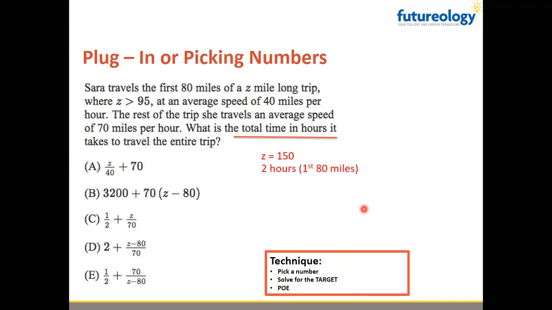So if z was 150, that means the first 80 miles of a 150-mile long trip. And by the way, I had to pick something over 95 because z was greater than 95. So that's what you had to pick. They gave you that parameter right here. So the first 80 miles took us 2 hours because she traveled an average of 40 miles per hour. Okay. See how the math was done? So we had a 150-mile long trip. We're going 80 miles, and we go an average of 40 miles per hour. So it took us 2 hours.